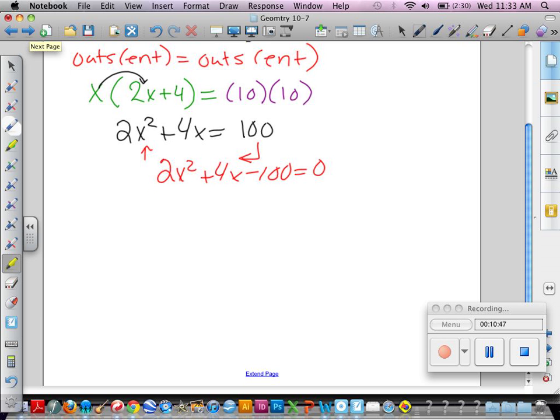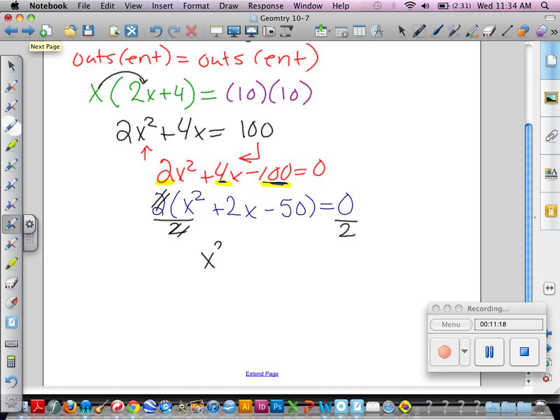At this point, I'm looking at all three numbers here, and I see that 2 goes into all of those. So I'm going to factor out a 2. That leaves me with an x squared. When I take a 2 out of the 4, that leaves me with a 2x. When I take a 2 out of the 100, it leaves me with minus 50 equals 0. Now, if you want to, you could go ahead and divide each side by 2.